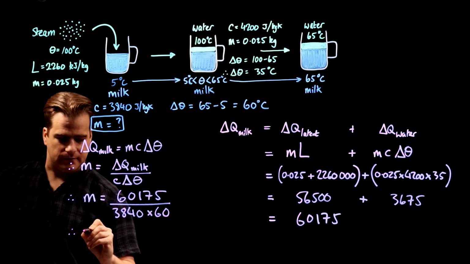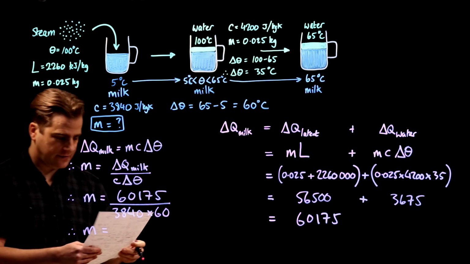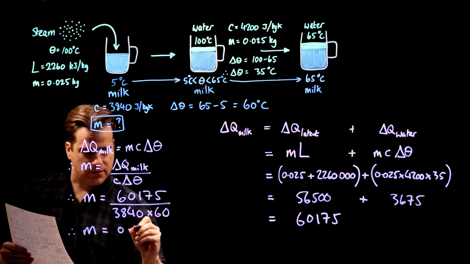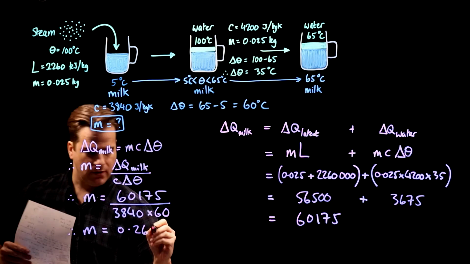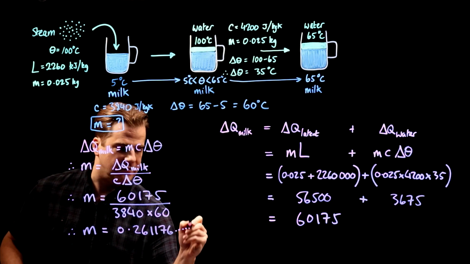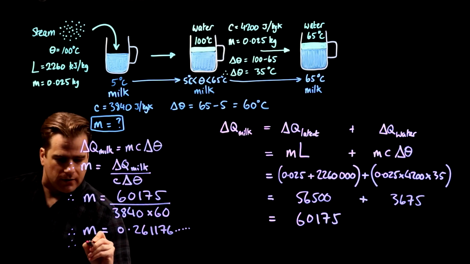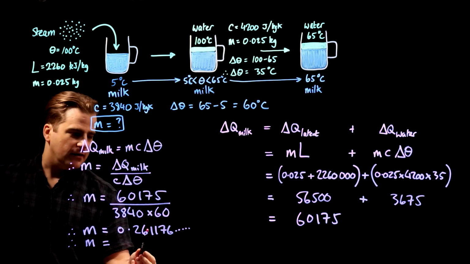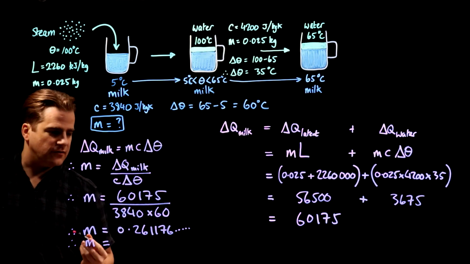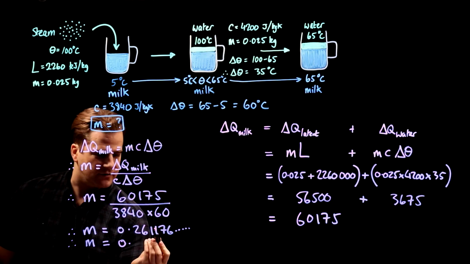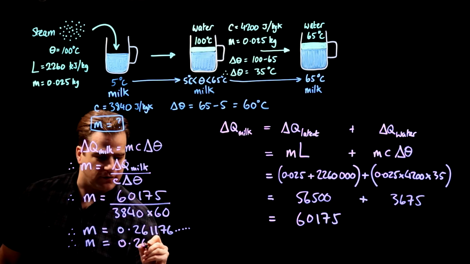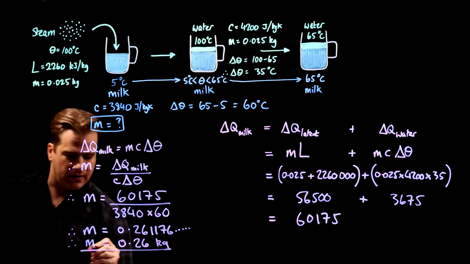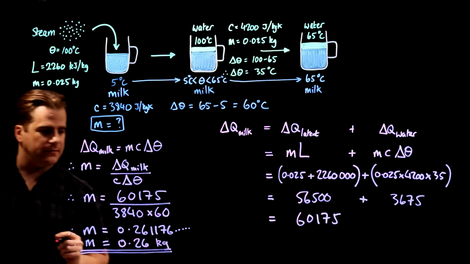Okay, stick it in your calculator and you get 0.261176 something something something. Sensible choice of decimal places. I think 2 decimal places. We'll go for 0.26, that 1 leaves the 6 alone. 0.26, mass is kilograms. There we go. That is the answer.